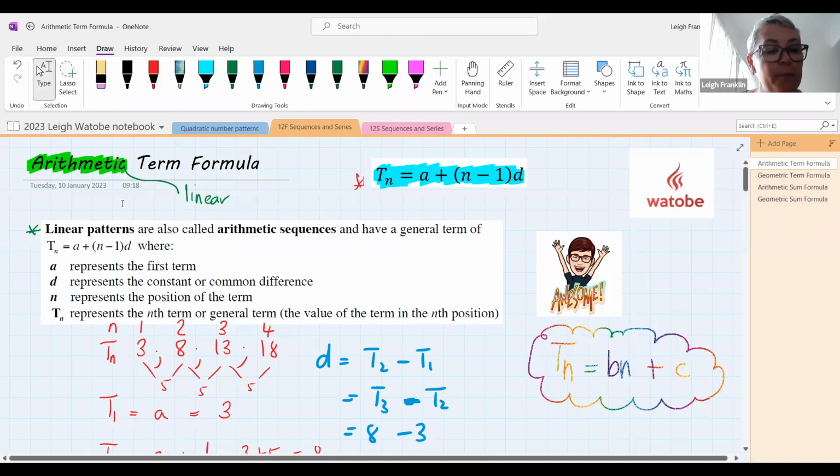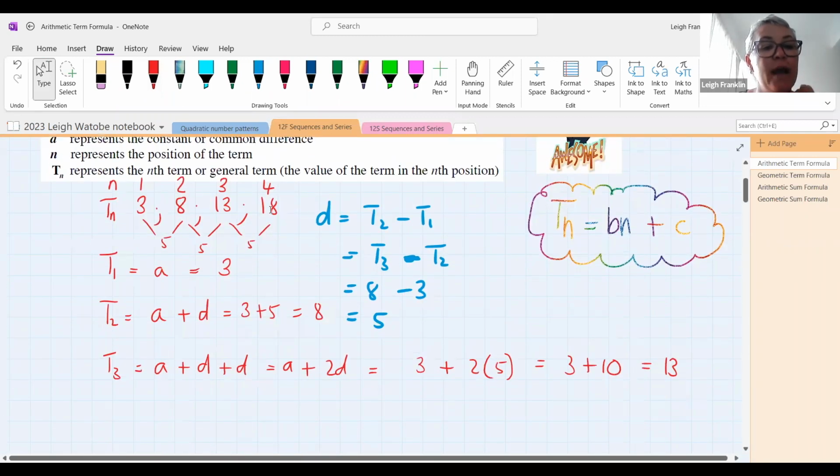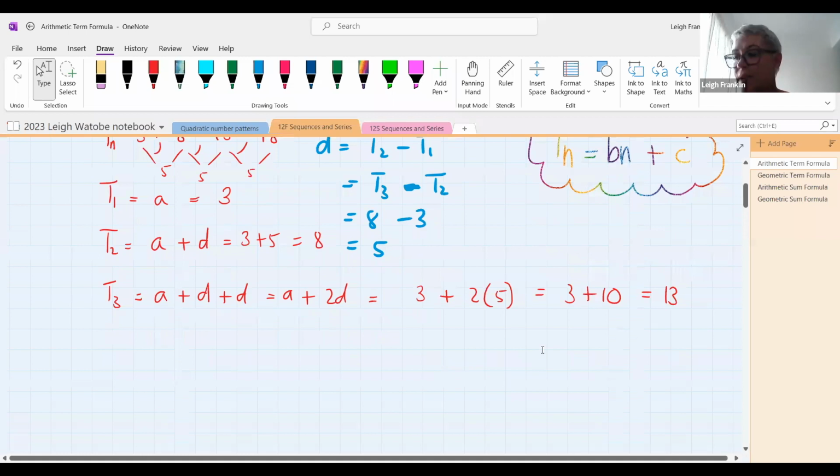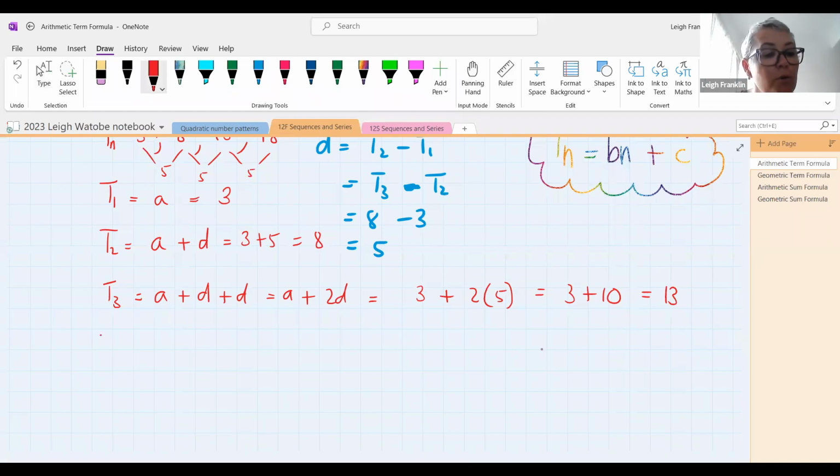So if we have a pattern that goes 3, 8, 13, 18, our difference is 5, our first term is 3. We would write term 1 as A, which is 3. We would write term 2 as A plus 1 difference, so in this case it's 3 plus 5, which gives us 8. We would write term 3 as A plus a difference plus another difference, which gives us A plus 2 differences. So that's 3 plus 2 groups of 5, and that's where the 3 plus 10 equals 13 comes from. And so onwards.